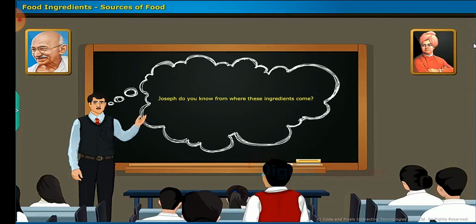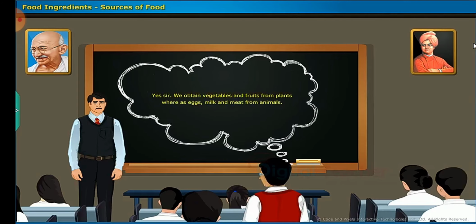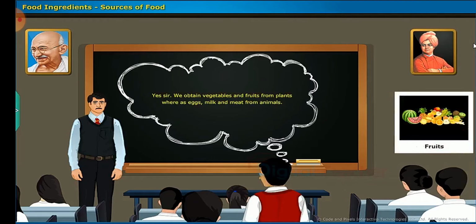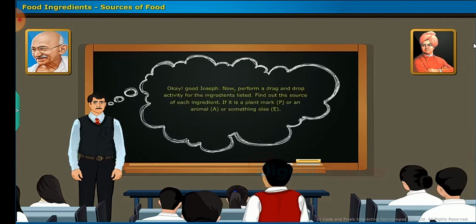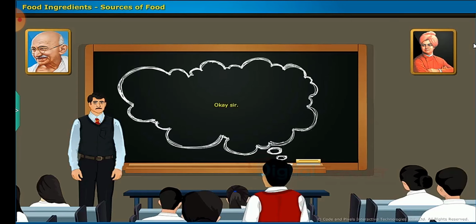Joseph, do you know from where these ingredients come? Yes, sir. We obtain vegetables and fruits from plants, whereas eggs, milk and meat from animals. Okay, good, Joseph. Now, perform a drag and drop activity for the ingredients listed. Find out the source of each ingredient. If it is a plant, mark P, or an animal A, or something else E. Okay, sir.